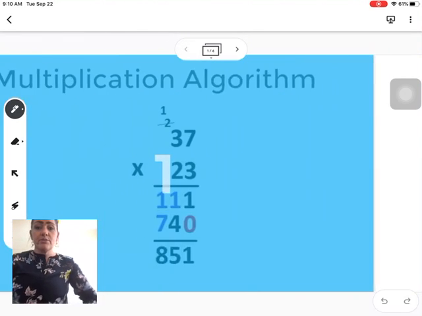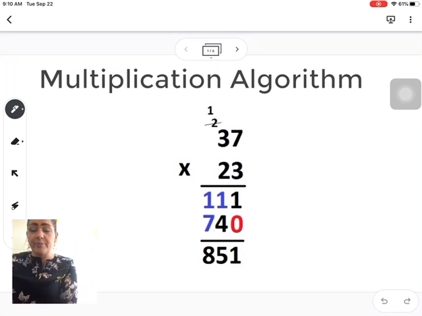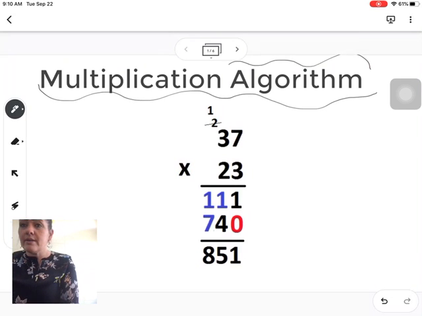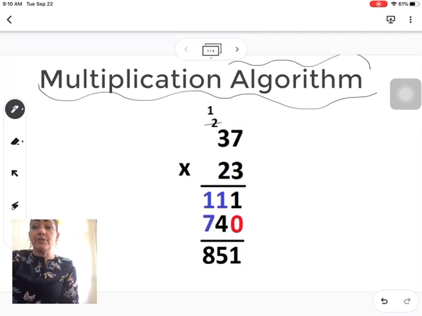So we're going to look at the multiplication algorithm. An algorithm is a shortcut. I know that you've probably got some strategies to solve multiplication problems, but we are going to work on learning the algorithm. It's faster, it's more accurate, and it's what fifth graders need to do by the end of the year so that they're ready for sixth grade.